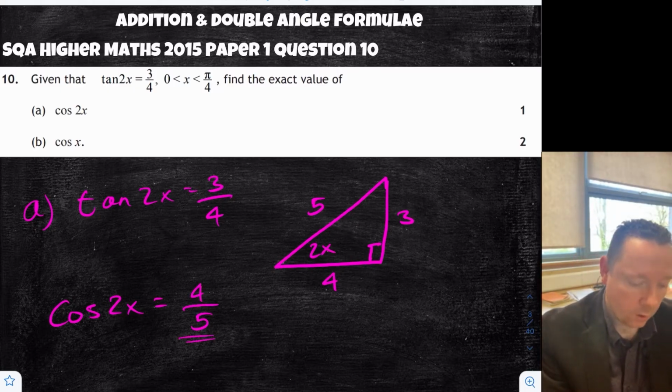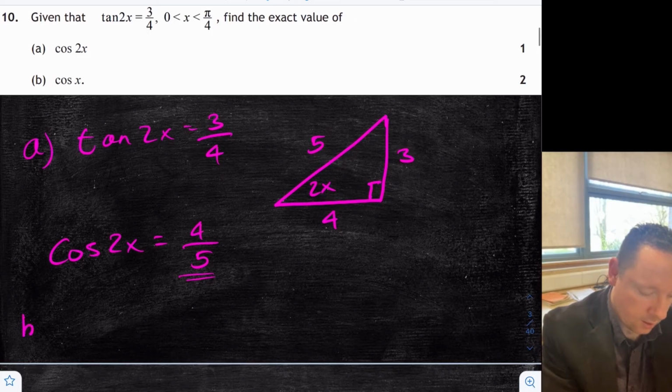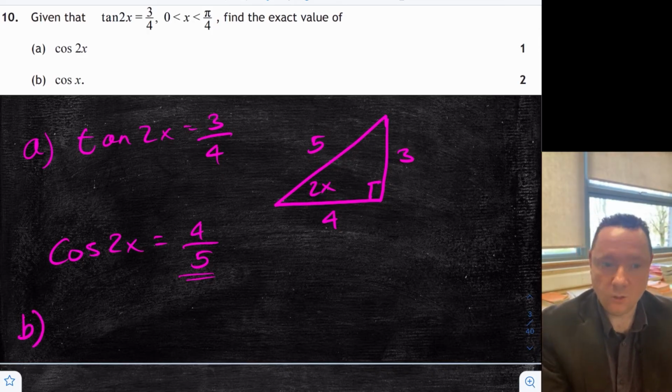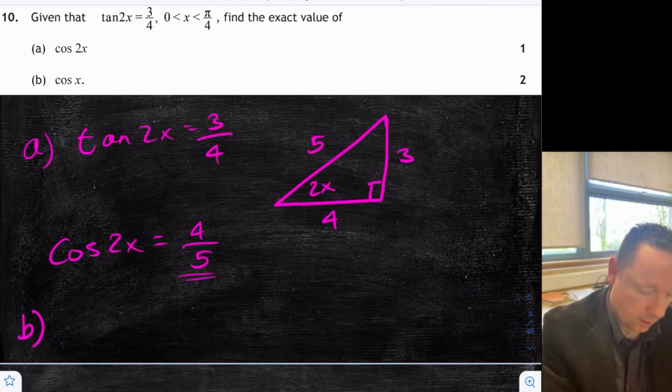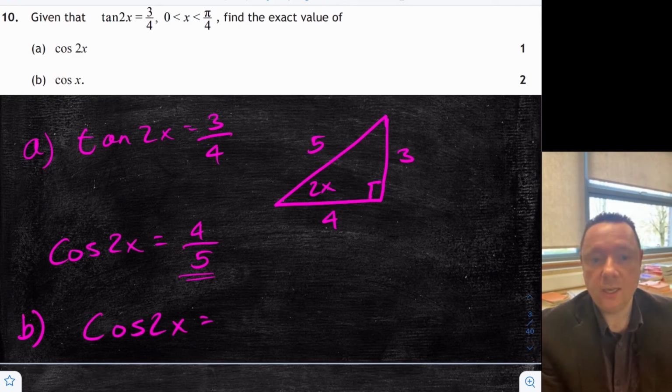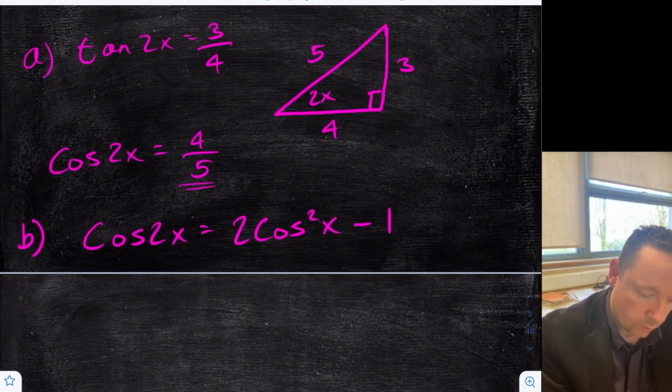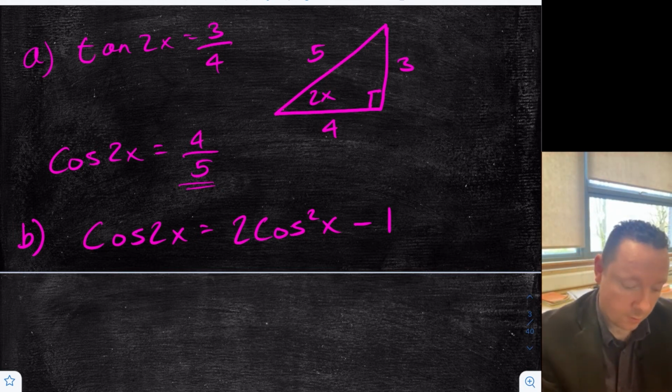Part B, we have to work out cos x. Well, we can't go from cos 2x to cos x directly. Don't be tempted to divide by 2. We need to expand cos 2x. So there's the start of the exam paper. There's a number of trigonometric identities. Pick the one you want. 2 cos squared x minus 1 would work. So I'm going to pick 2 cos squared x minus 1. And cos squared x is the same as cos x squared, remember.